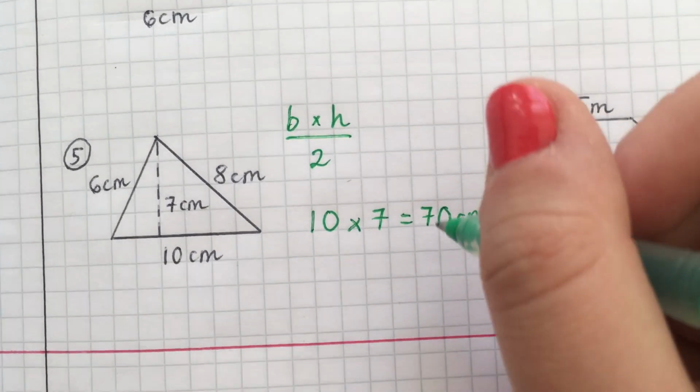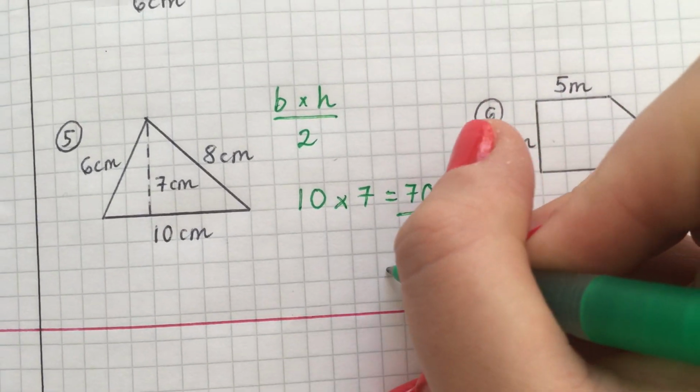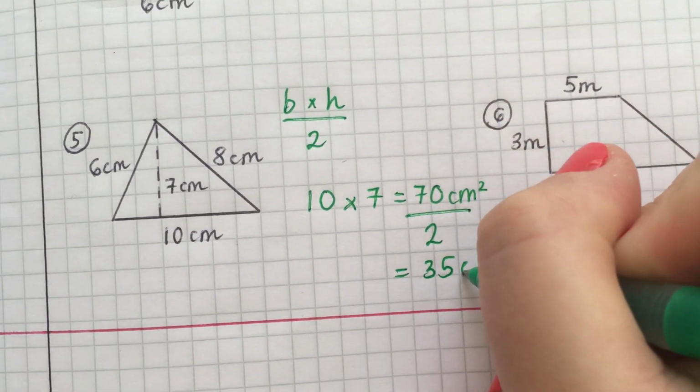Now, don't forget, we have to divide it by 2 because it's a triangle. So your final answer is 35 centimetres squared.